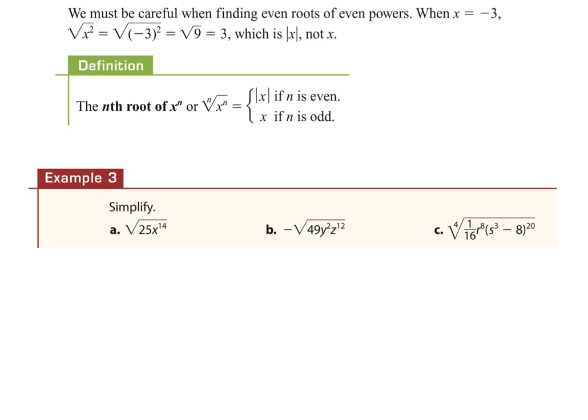So they wrote it this way, or we just have this right here. We have to use absolute value if n is even. We don't have to use absolute value if n is odd. Okay? Why does this matter? So let's look at this right here. Square root of 25, that's easy. We know what the square root of 25 is. The square root of 25 is just 5. If I look at my x, I can say, well, x, that's going to be 14 divided by 2. That's going to be x to the 7th power.